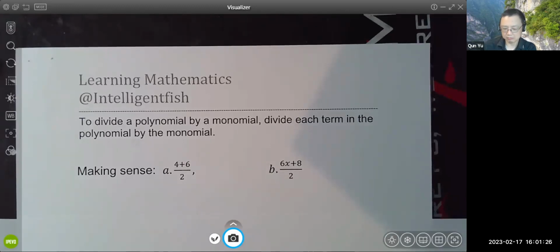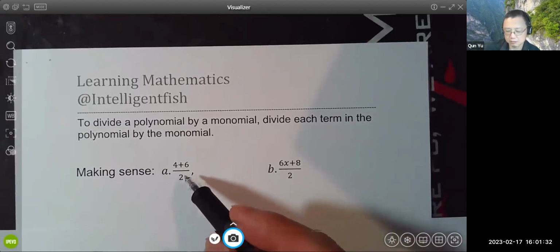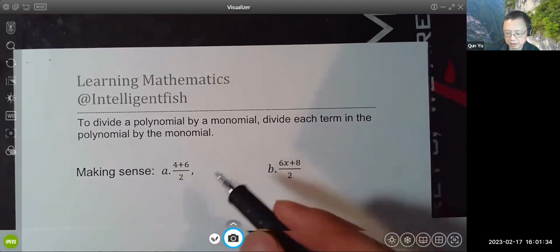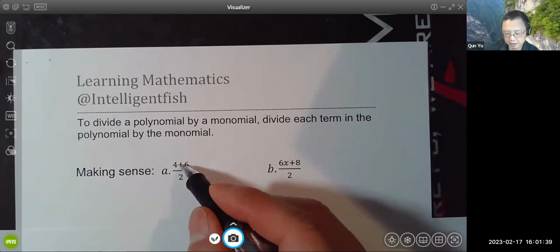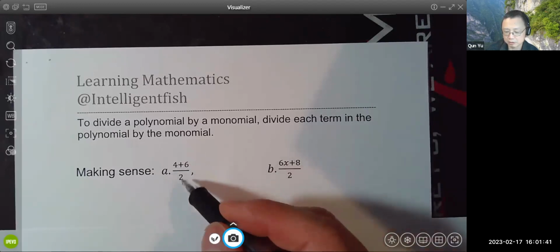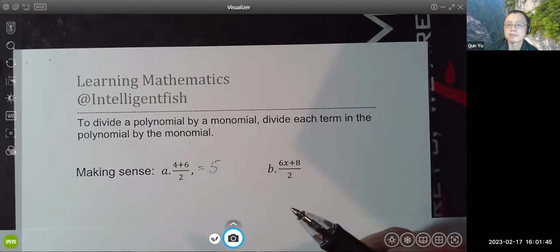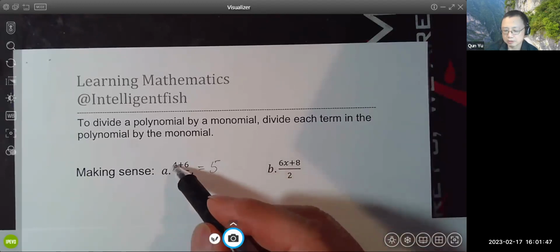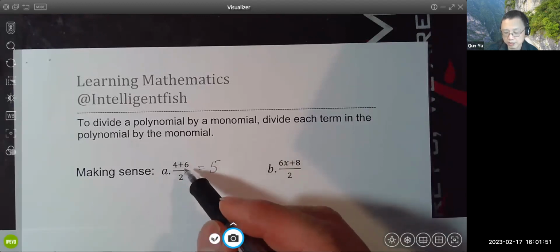Let's make sense out of this statement, okay? I have two of these. The first one only uses numbers. It's much easier to understand. So we know this answer will be 5 because 4 plus 6 is 10, 10 divided by 2 is 5. So we know 5 is the correct answer. Notice that I just added two numbers together and divided by 2. That's what normally we would do, right?